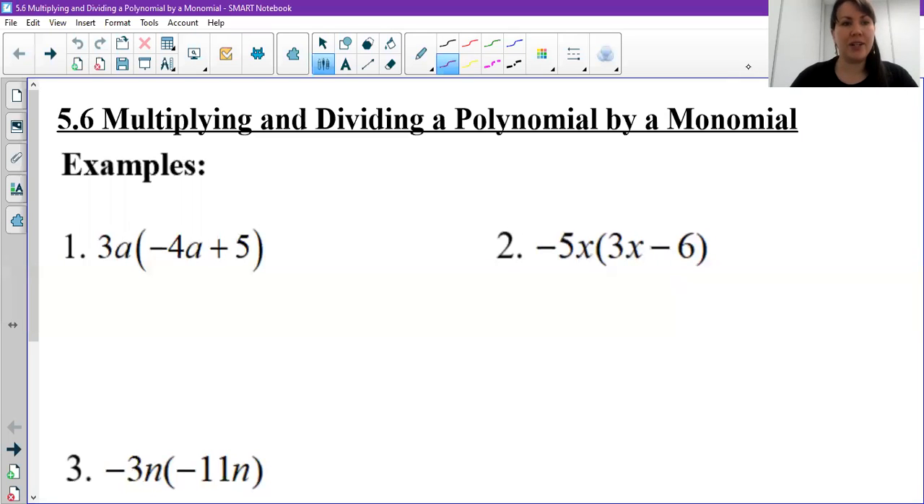Hi everyone, we're going to talk about section 5.6, multiplying and dividing a polynomial by a monomial. So this works very similar to multiplying a polynomial by a constant, except now we have an extra letter in front with that number that we need to also multiply in. So I'm going to show you the same process as before.